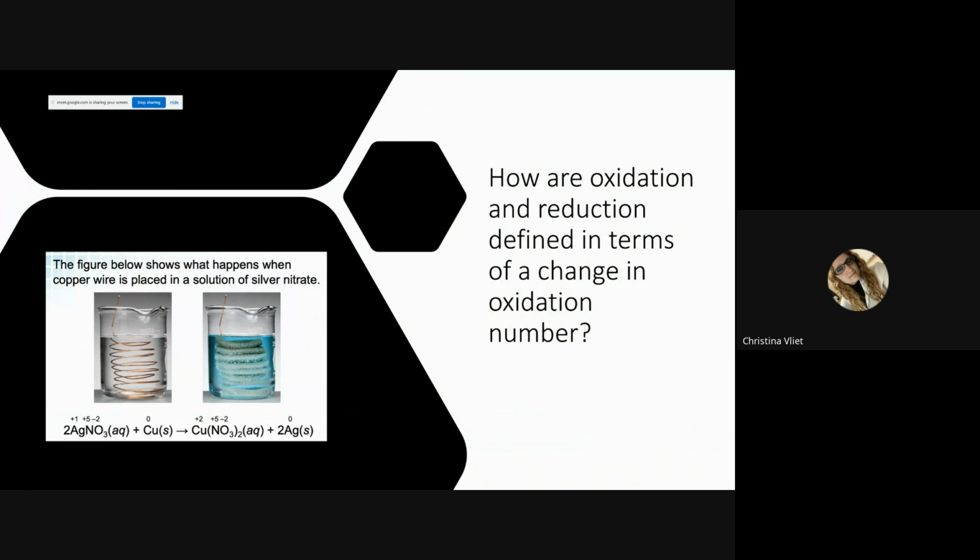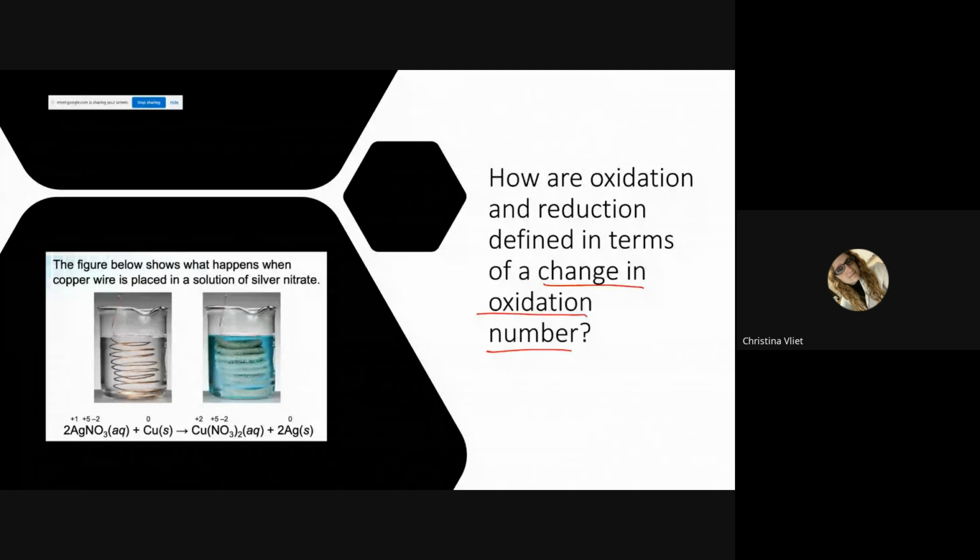We may not have a lot of time to do many examples today, but I want to at least introduce the idea to you: how are oxidation and reduction reactions defined in terms of oxidation number. Meaning, we can trace changes in oxidation number to tell us what element has been oxidized and what element has been reduced in a chemical reaction. We're going to define what exactly that means in terms of electron transfer.